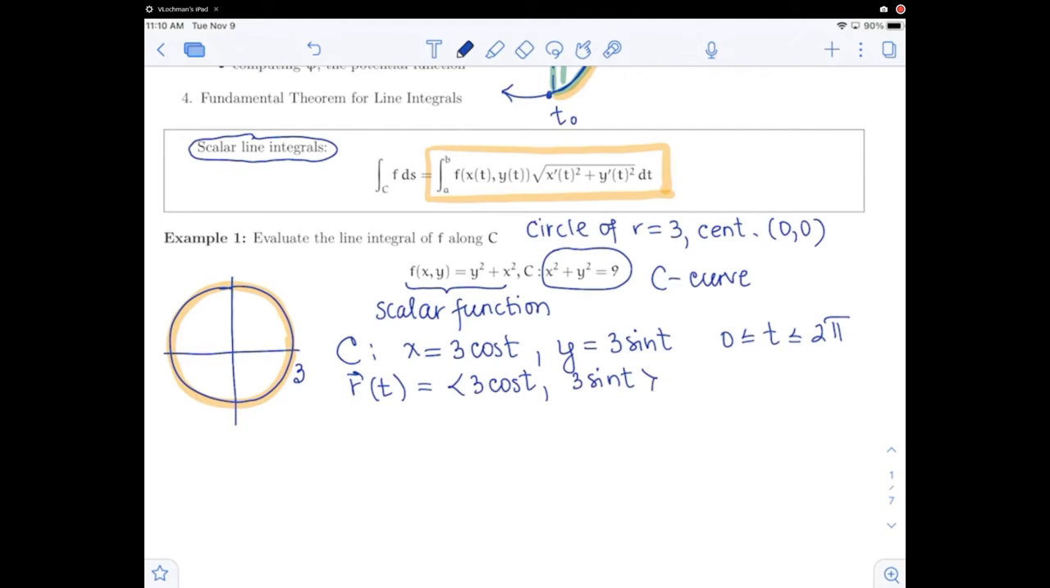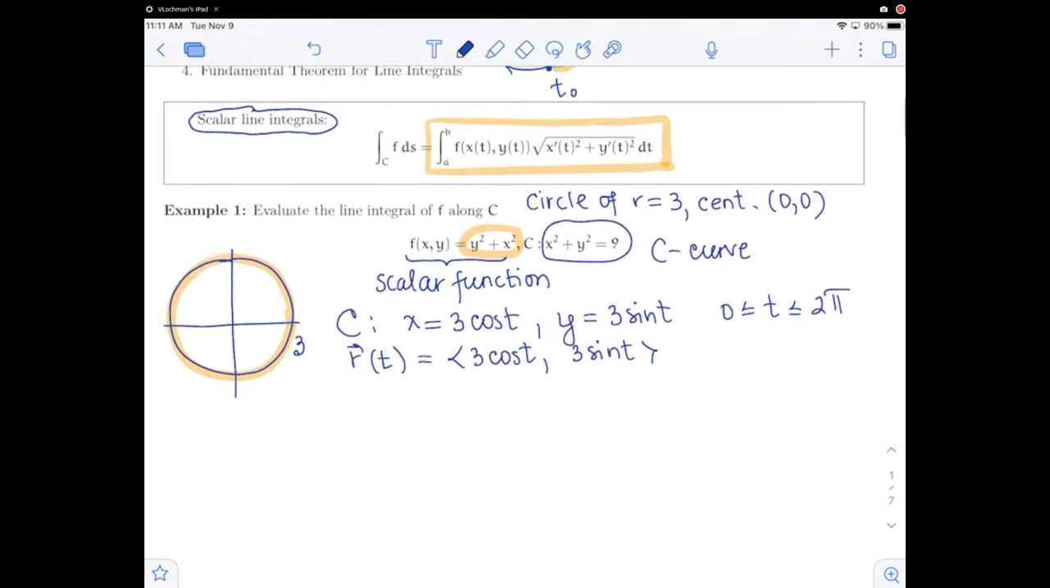Now the next step is to take our function y squared plus x squared and rewrite it in terms of t, okay? Let's go ahead and do that. So f of xy, what is it in terms of t? Well, x is 3 cosine t, so that's 3 cosine t squared plus y is 3 sine t, right? So that's 3 sine t squared.